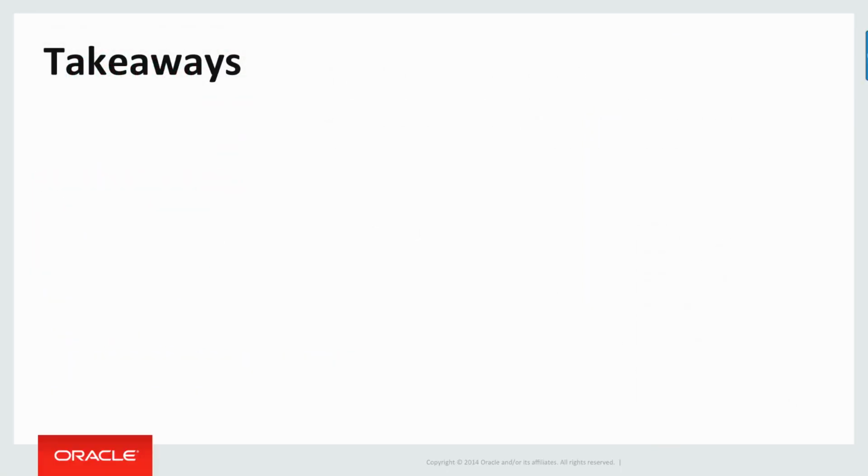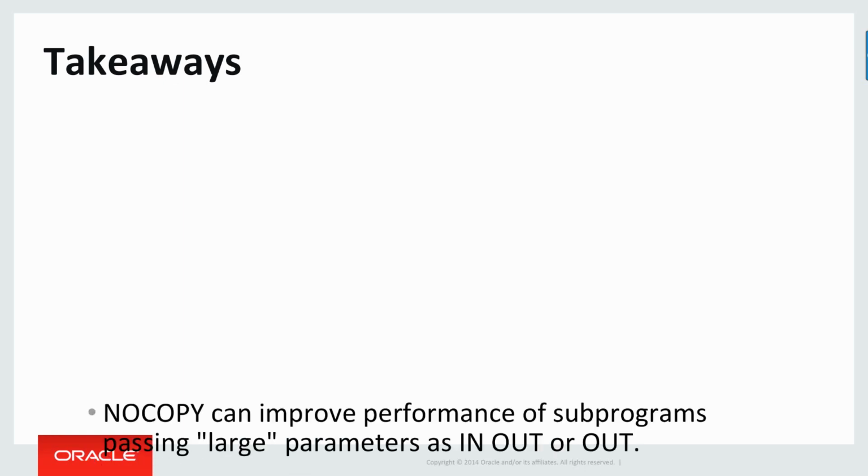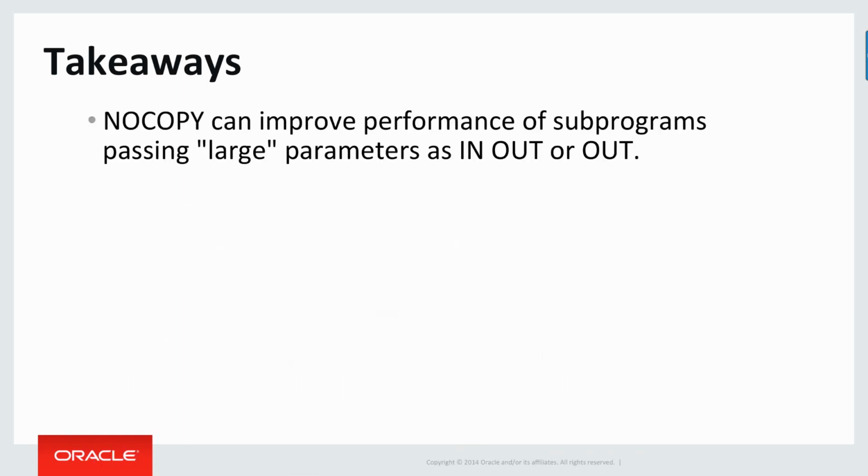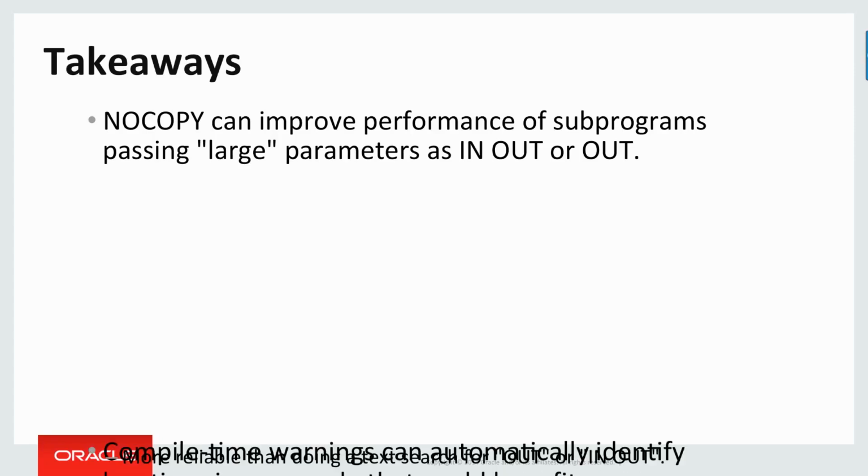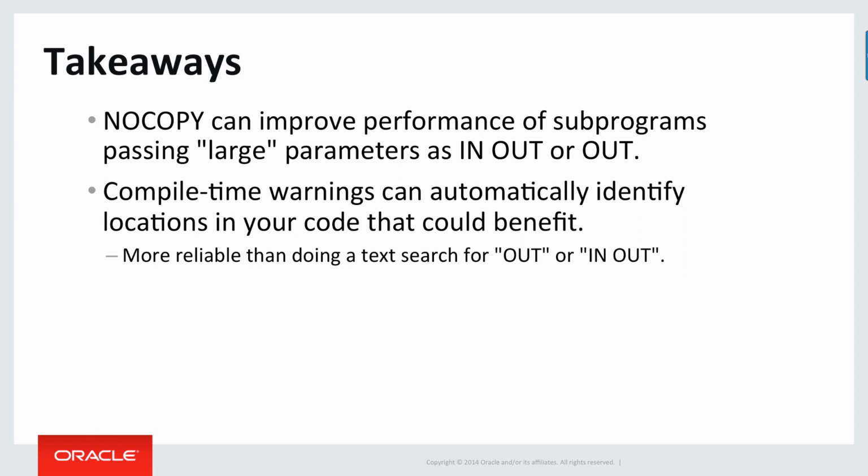So some takeaways regarding NOCOPY and compile time warnings. You can definitely get some significant improvements in performance of your subprograms if you pass large parameters as in out, or out by applying the NOCOPY parameter hint. You can use compile time warnings to automatically identify locations in your code that could benefit. Now, sure, you could do a text search for out or the words in space out, but that doesn't necessarily give you what you need, which is the parameter definition of those parameters as out or in out. Compile time warnings will do that for you in a very targeted fashion.